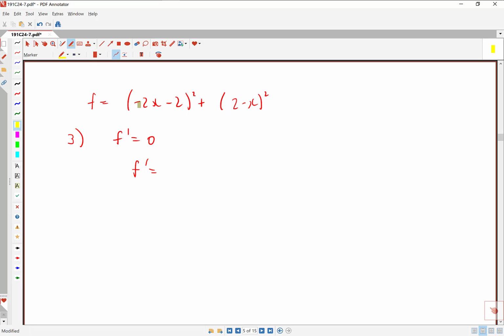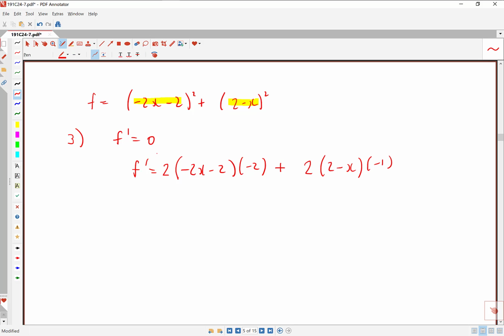You can see the chain rule is going to come into play because you've got an inside function raised to some power, and same thing happens in the second term. So the power will come down in front, inside function will stay the same, power will decrease to a 1, which I'm not going to write down, and then we'll multiply by the derivative of the inside function, which is negative 2. And then we're going to go plus and do the same thing for the second term. So the 2 comes down in front, inside function stays the same, power decreases to 1, and then we multiply by the derivative of the inside function, which is -1.